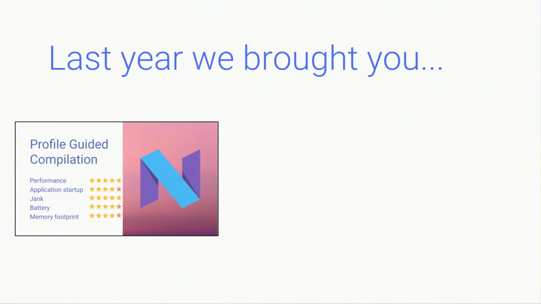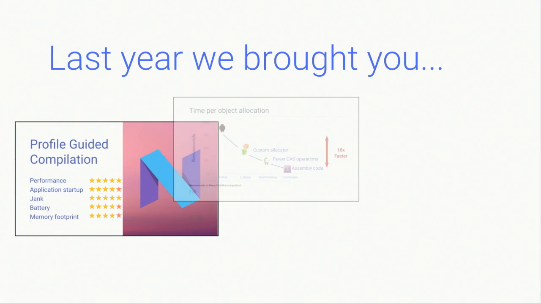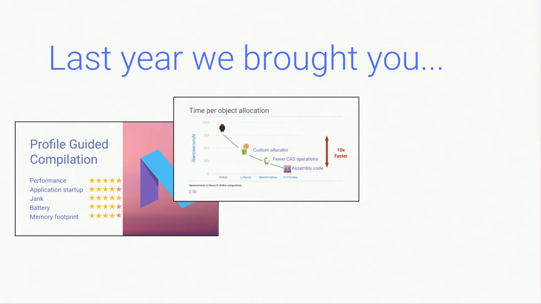So last year, our team presented the evolution of Art, and we described some of the techniques we're using in the runtime and how you can really see the goodness that we bring. Last year, we talked about profile-guided compilation, how you can make your app experience better by understanding how programs run on your phone. We talked about how important it is to keep memory usage down and to make memory allocation blindingly fast.